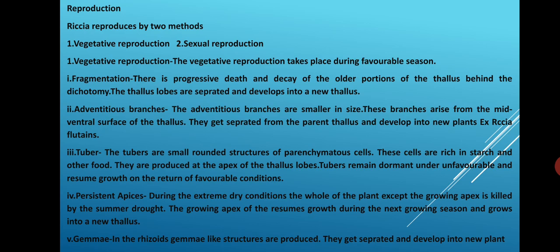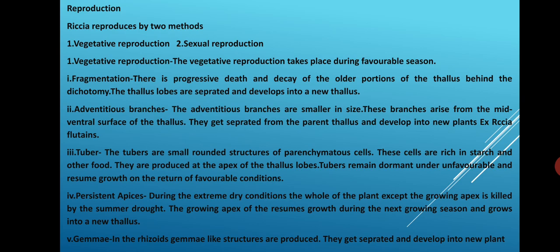The next type of vegetative reproduction is tubers. Tubers are small rounded structures of parenchymatous cells. These cells are rich in starch and other food. They are produced at the apex of the thallus lobes. Tubers remain dormant under unfavorable conditions and resume growth on the return of favorable conditions. Next is perennation. During extreme dry conditions, the whole plant except the growing apex is killed by the summer drought. The growing apex resumes growth during the next growing season and grows into a new thallus.